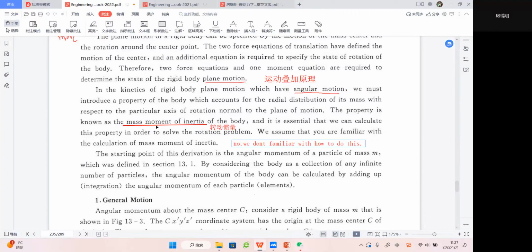Do you know the mass moment of inertia before today's class? No. Yes, I think the answer is no. So first, we don't know this concept. Second, we are not familiar with how to calculate this thing, right? So that's why we have to jump from here to chapter 11.